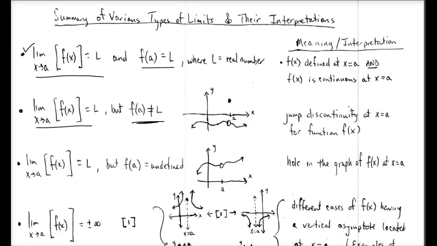If we look at our next one here, if we take the limit of a function as x approaches a from both the left and the right, and we have a real number, but we know that the function is undefined at x equals a altogether, then that is what lets us know we have a hole in our graph. Okay.